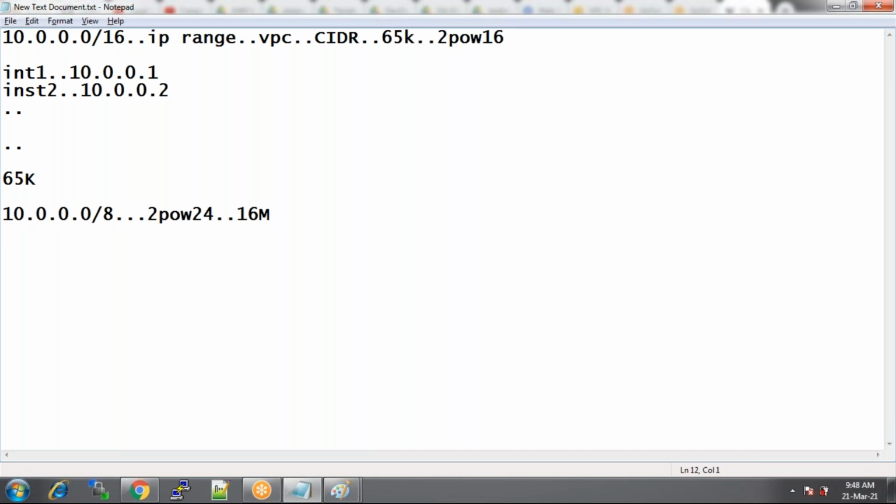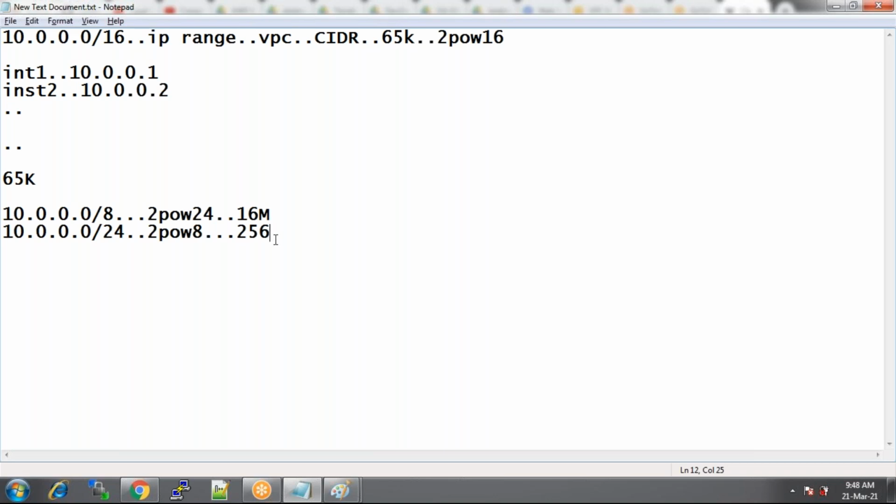But what if I have 10.0.0.0/24? How many can we create? 2 power 8. So this is your class C. There you can create about 256. Okay. So these are your CIDR blocks.